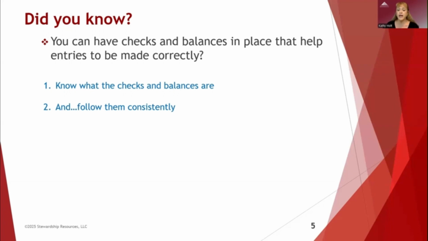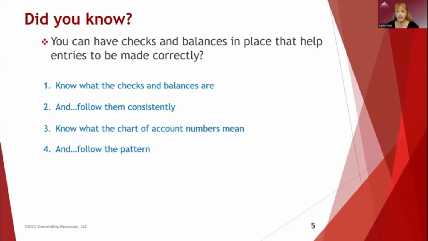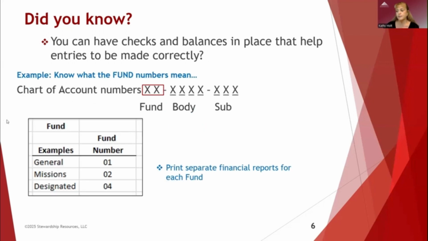Now, there are many checks and balances that can be put into place, but I'm going to give you a couple that have to do with the chart of accounts setup, just to give you an example. So the example I'm going to go over is knowing what the chart of account numbers mean. And then once you know what they mean, you simply have to follow the pattern. So did you know that every chart of account number has two numbers, then four numbers, then three numbers?